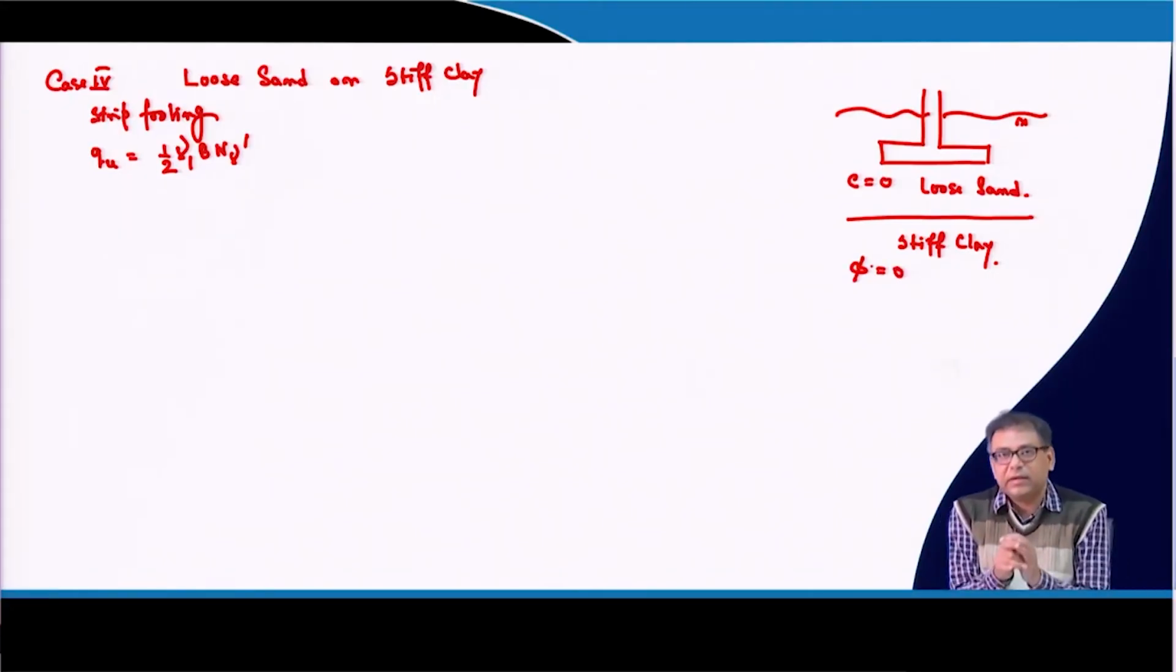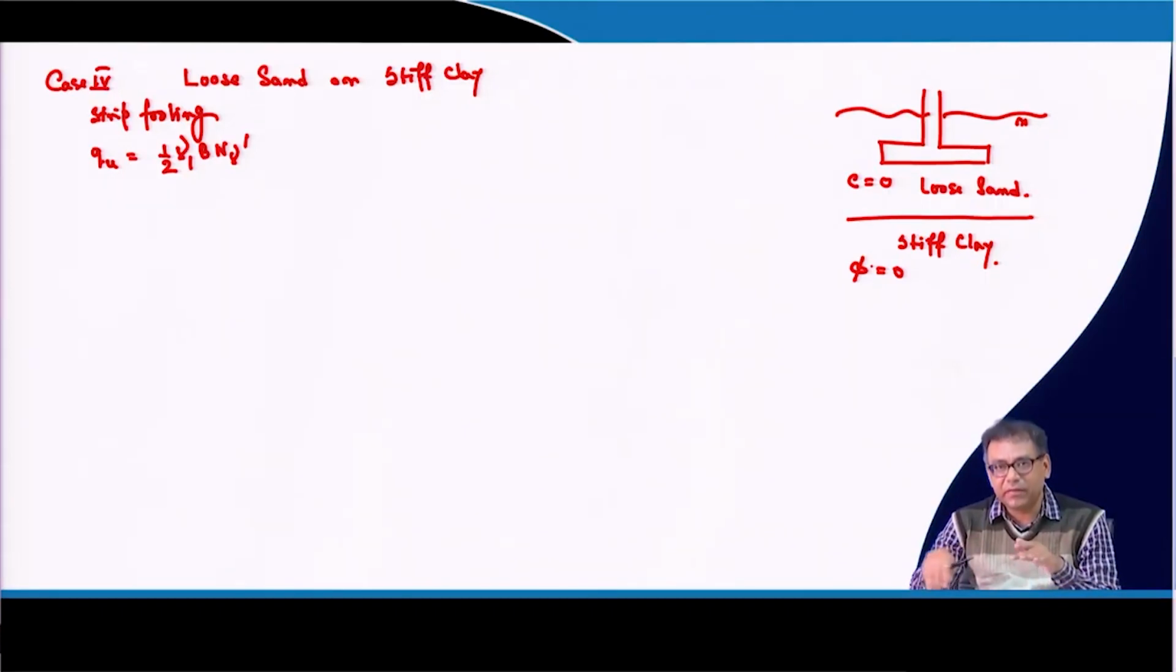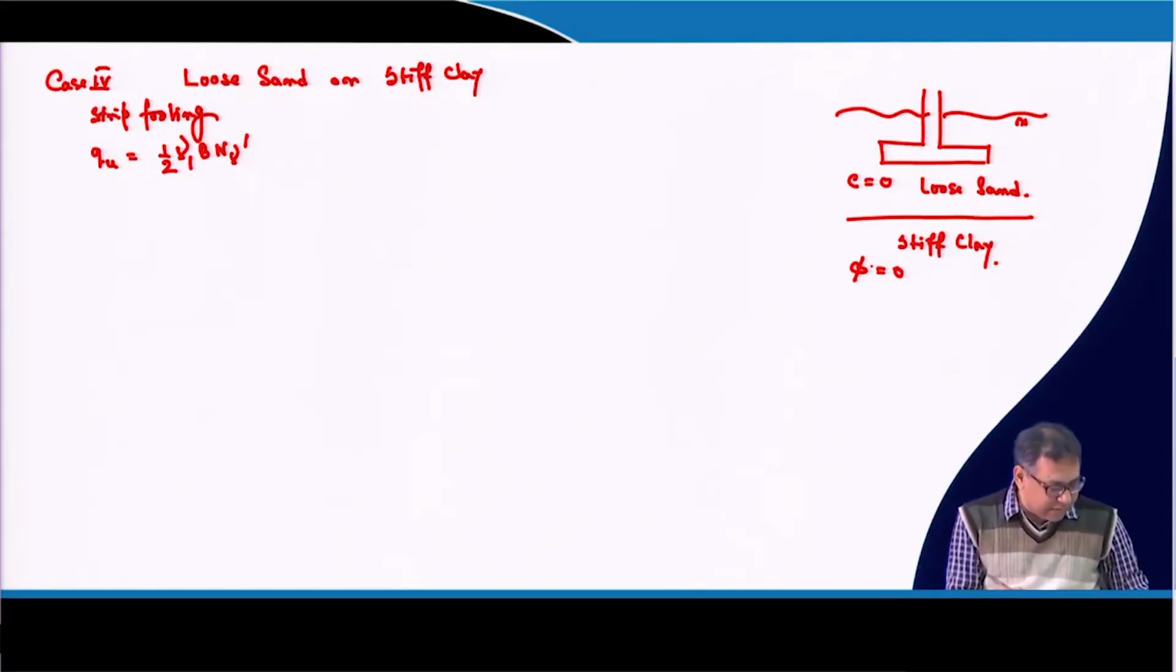So, now in the previous case, which was simply the opposite, that means the stronger layer is on the top and the weaker layer is the bottom, a punching type of failure was considered, but here the stiff layer is the bottom. So, this stiff layer is considered as a rigid layer, okay. And then in this case the failure will be, in most cases, in the top layer, okay.